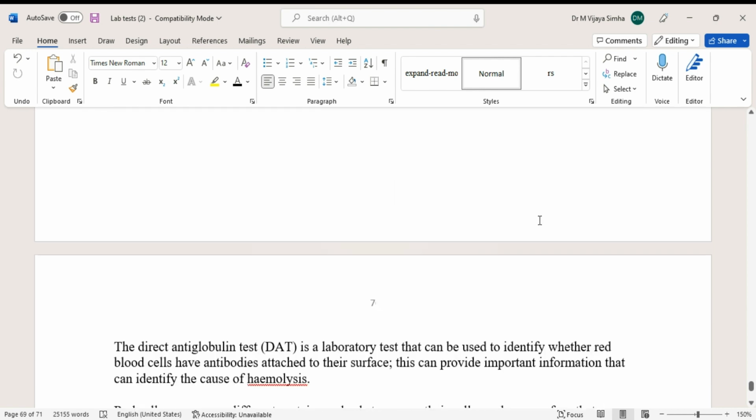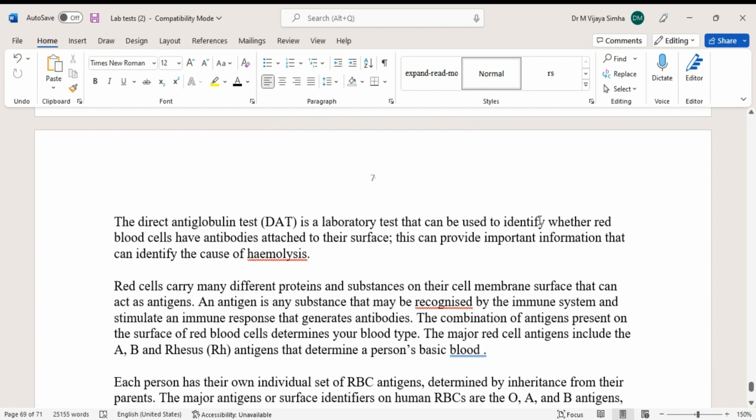A little bit more details. The direct antiglobulin test is a laboratory test that can be used to identify whether red blood cells have antibodies attached to their surfaces. This can provide important information that can identify the cause of hemolysis.